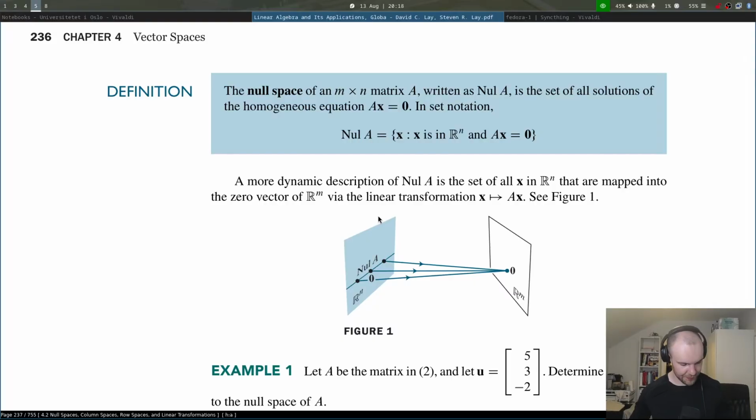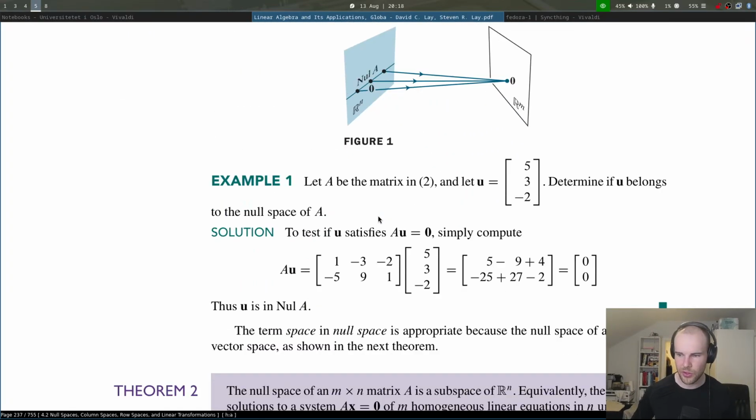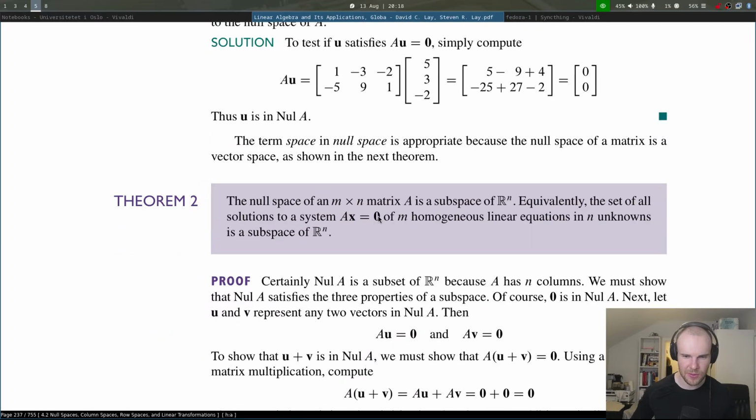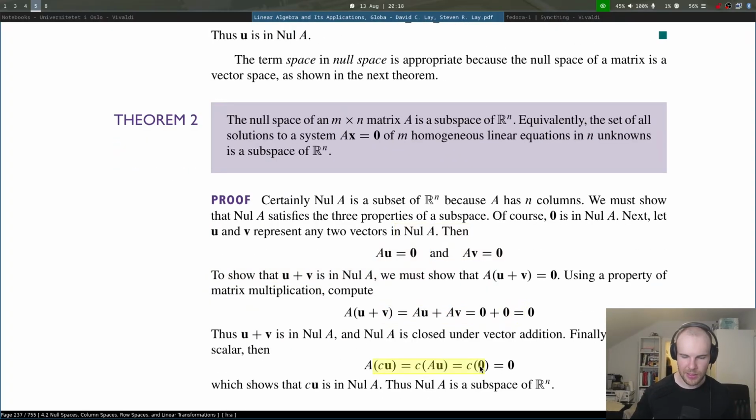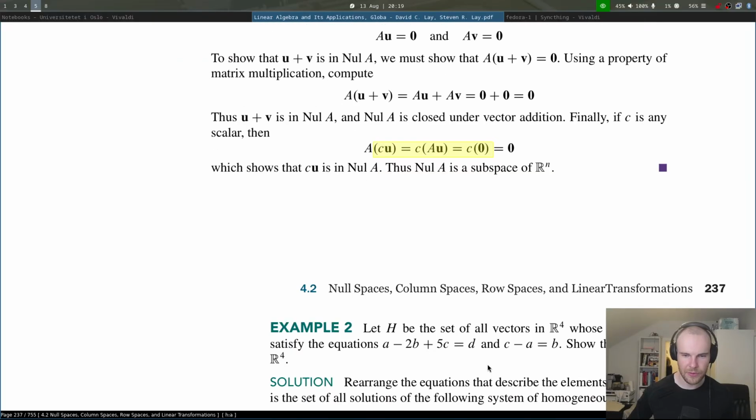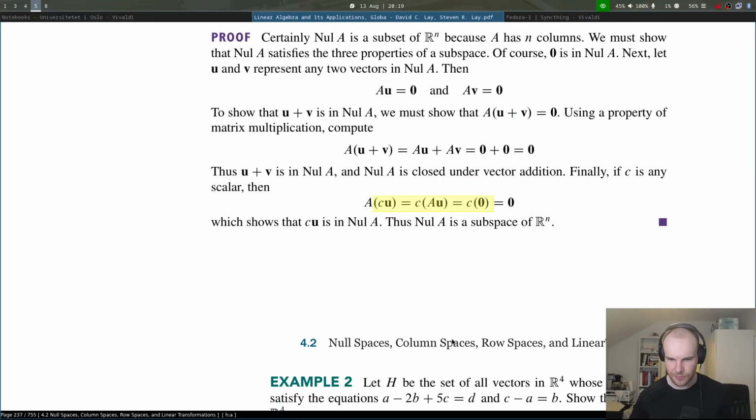Now let's move to example 2. I just wrote example 2, so we have to check what it is. Yeah, I just did this proof. Very good. That was my argument as well. Same here and same here. Example 2. Let H be the set of all vectors in R^4 whose coordinates a, b, c, d satisfy the equation a minus 2b plus 5c is equal to d, and c minus a is equal to b. Show that H is a subspace of R^4, right?